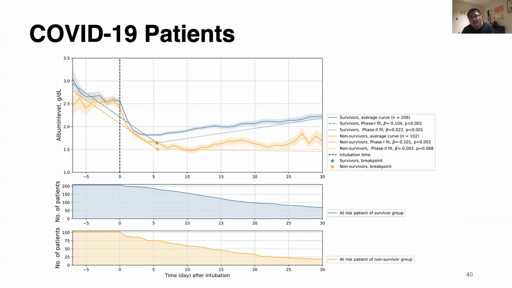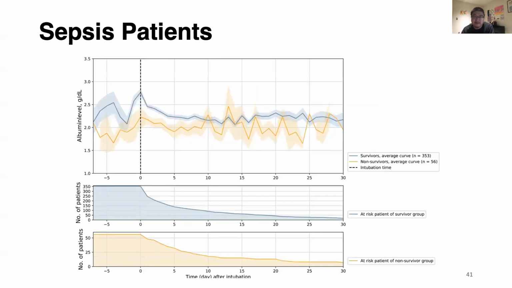Based on the breakpoint of each patient, the linear mixed effect model identified clear deterioration phases with similar slopes among the non-survivors. Following the deterioration phase, there is a recovery phase for survivors that is much higher than the non-survivors. So that aligns with our hypothesis. But for sepsis patients, as we can see, there's no clear two-phase type of trend. So this also aligns with what we have hypothesized.